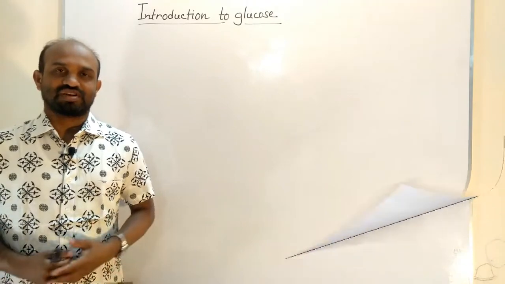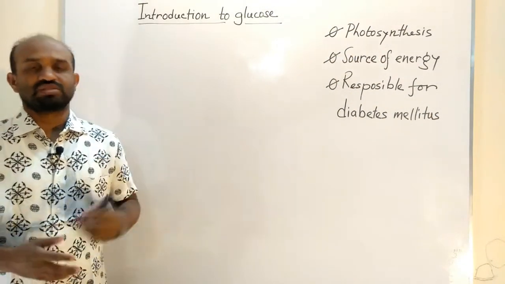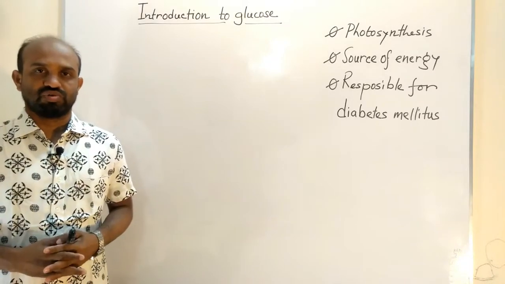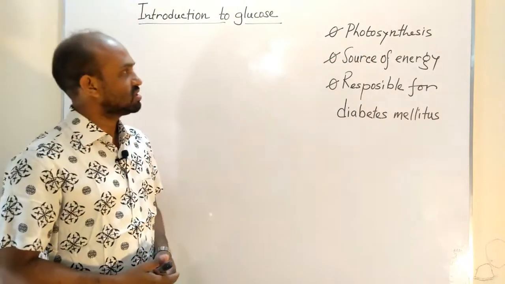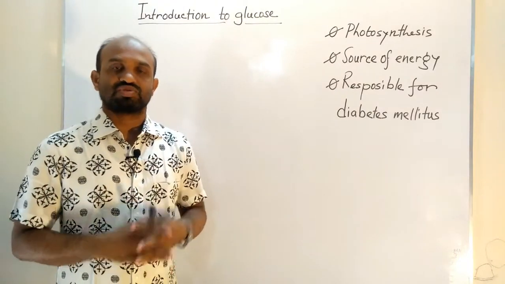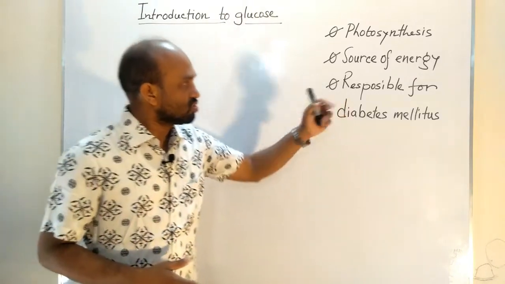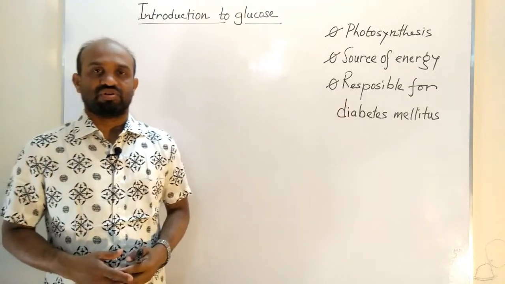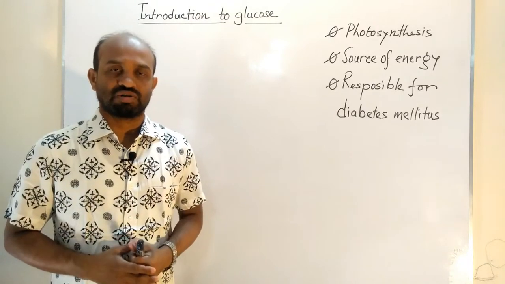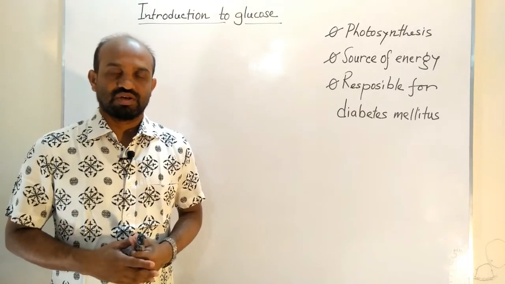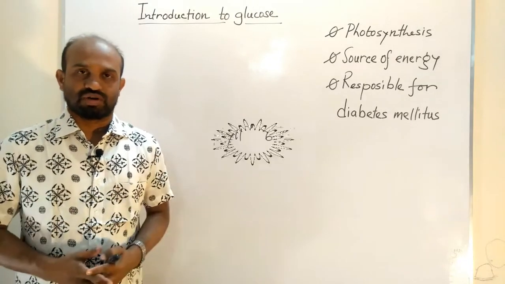So let's listen. Dear students, from this lecture we'll try to know what is photosynthesis. Glucose is the source of energy. At the same time, glucose is responsible for diabetes mellitus, which is commonly called diabetes. So we will know these points one by one.